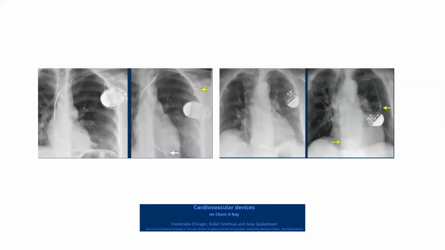Okay, so what are we seeing here now? This is the device of the same patient after some time. So what is this? ICD. ICD lead. Thank you. Now, this is the same patient a few months later. What happens to this device?